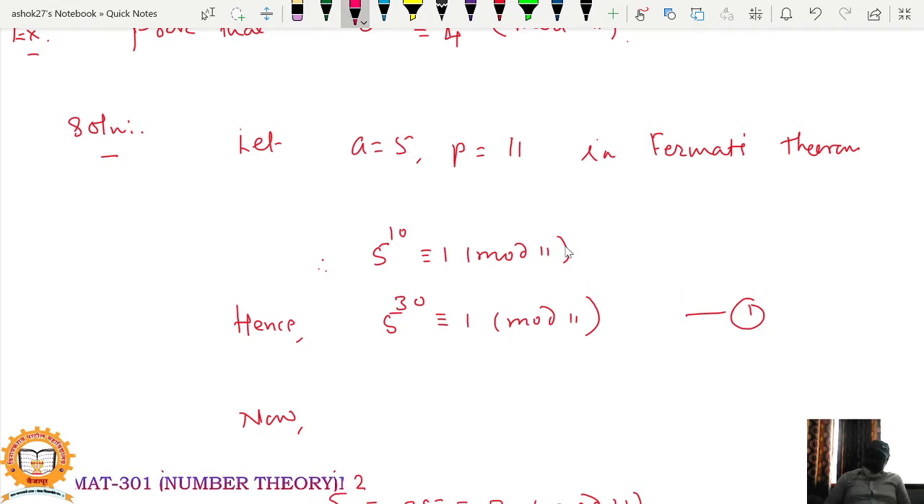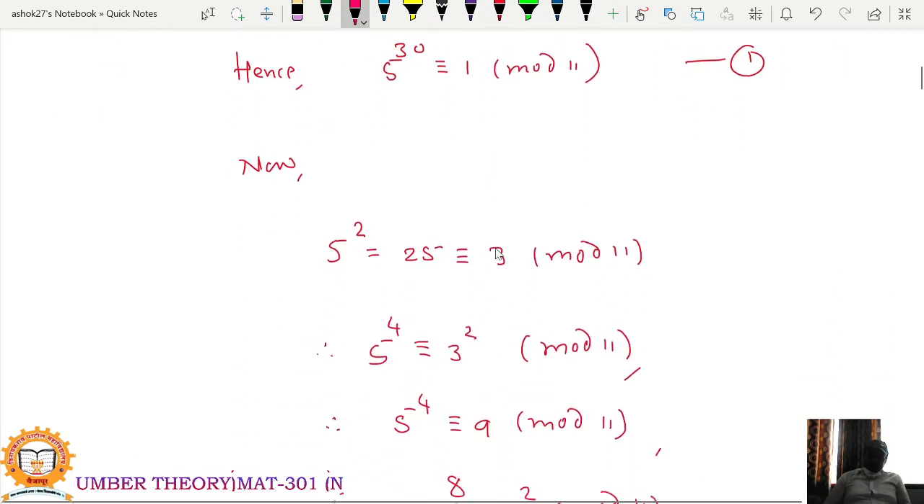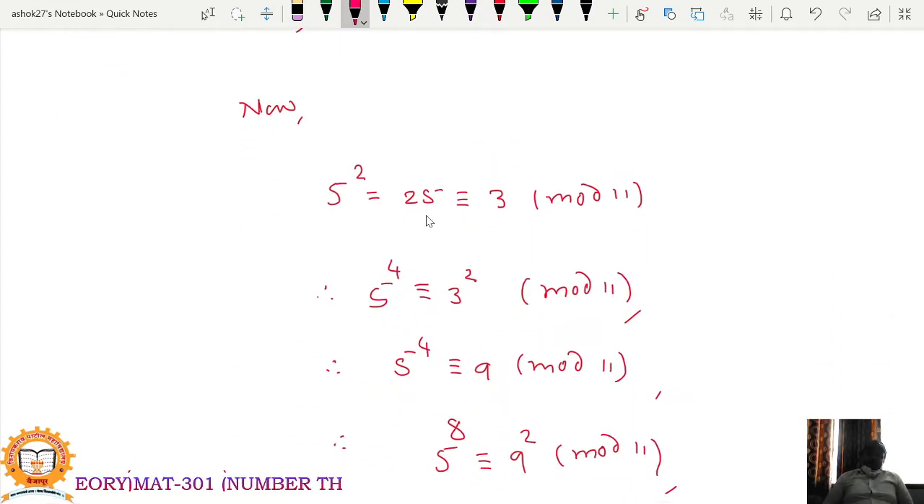So now, 5 squared is equal to 25. So 25 is congruent to 3 modulo 11. So what is 25 minus 3? That will be 22. So 11 divides 22. So naturally you can observe 25 is congruent to 3 modulo 11, that is 5 squared is congruent to 3 modulo 11. So I'm squaring both sides, so that will imply 5 raised to 4 will be congruent to 3 squared modulo 11.